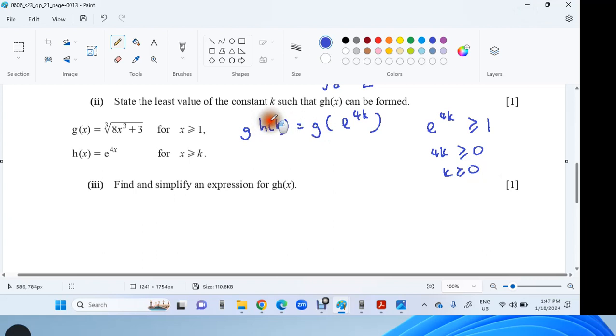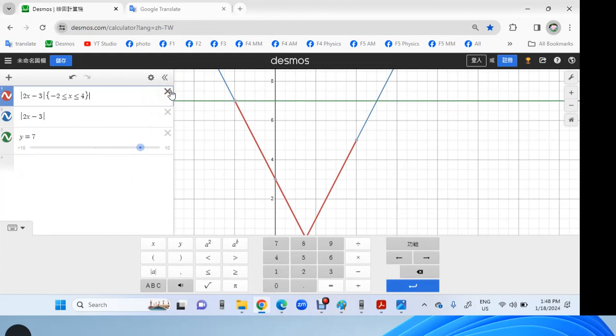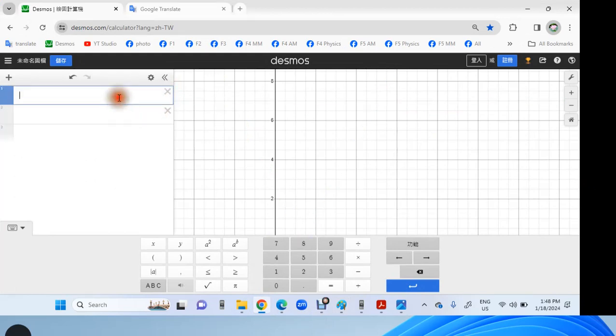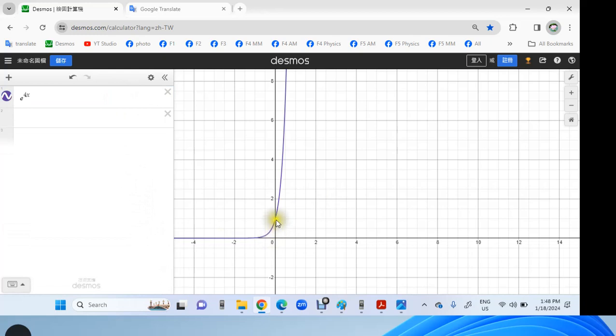So this one, gh(k) equals g of e to the power 4k. So e to the power 4k must be greater than or equal to 1. So we have to look at the graph for the exponent. If we have e to the power 4x, the graph will look like this. Before 0 it will be less than 1, and after 0 it will be greater than 1.